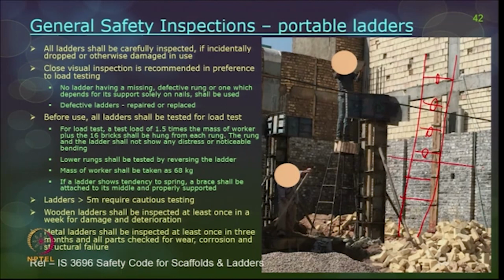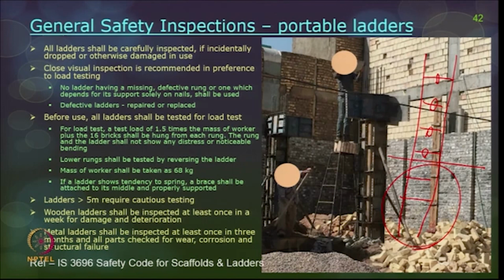So, when half of the ladder is tested in this way, then the ladder is reversed. So, this bottom portion will come on the top, and again the same procedure is repeated on all the bottom rungs and the load test is performed, so that all these steps are checked for any visible bending.